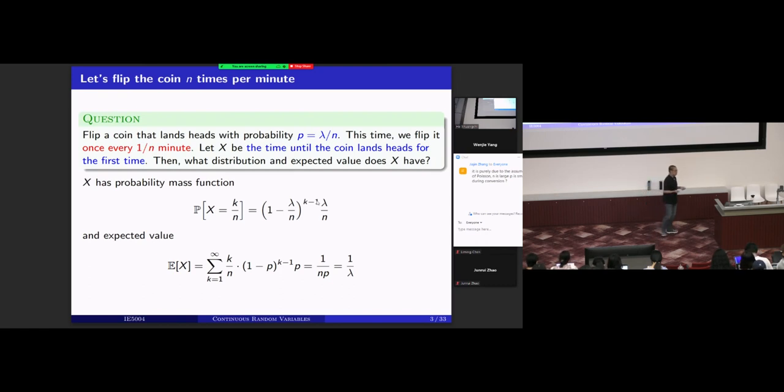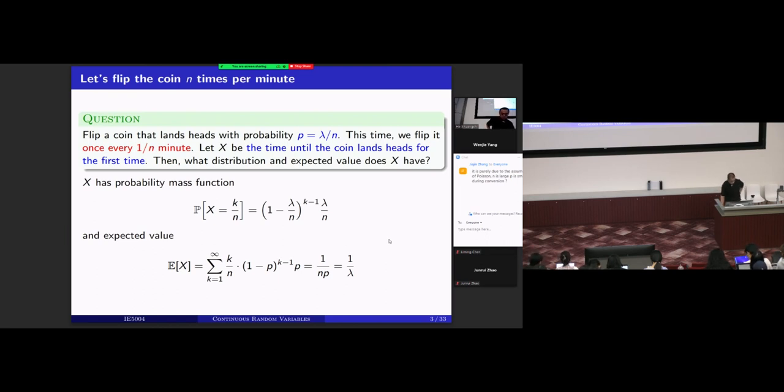So the number of flips could be anything from 1, 2, 3, and so on, right? This X is the time until the first heads. So X can take value K over N, where K could be 1, 2, 3, and so on, right? Because we flip it every 1 over N minute. And if it takes value K over N, it means that we need to flip it K times to see the first heads, right? What is this probability? You just follow this. Because P is now equal to lambda over N, we just use lambda over N to replace P. So that's it.